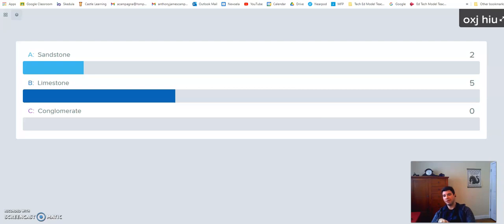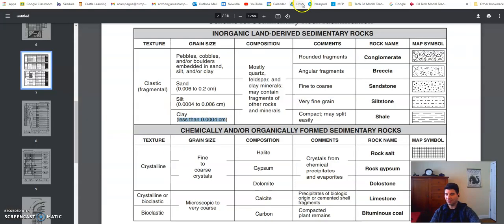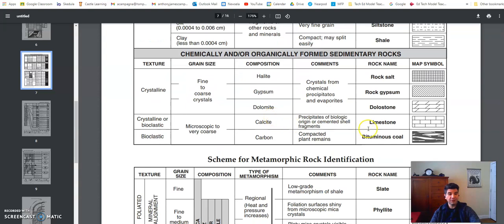Well, I'm proud nobody said conglomerate, right? Because conglomerate's got those big rounded chunks. The answer is limestone. By the way, I'm sharing my screen in case you want to follow along. If you notice here for limestone, it says crystalline or bioclastic. Bio, like Miss G referenced, means life. And you can see things like cemented shell fragments.